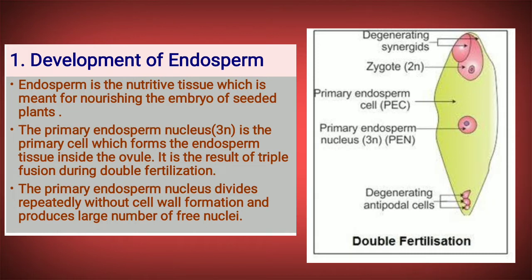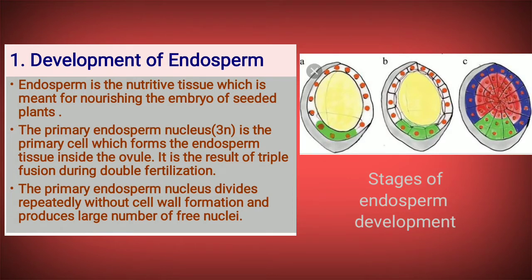In the last class, we discussed during double fertilization how the primary endosperm nucleus is formed. The primary endosperm nucleus, which is a triploid cell, is formed by the union of the male gamete and the secondary nucleus. This primary endosperm nucleus is the primary cell which forms the endosperm tissue inside the ovule. It is the result of triple fusion during double fertilization, and this cell is triploid in nature.